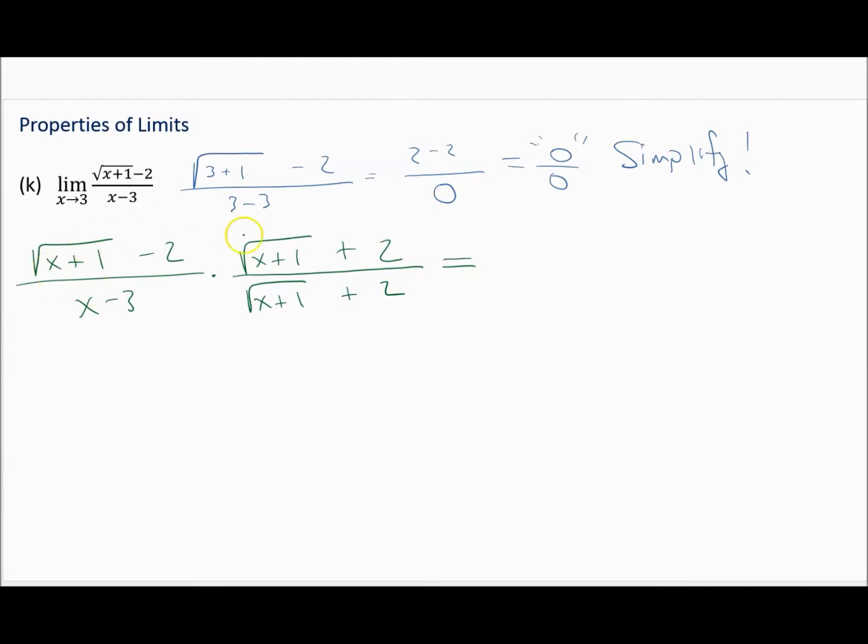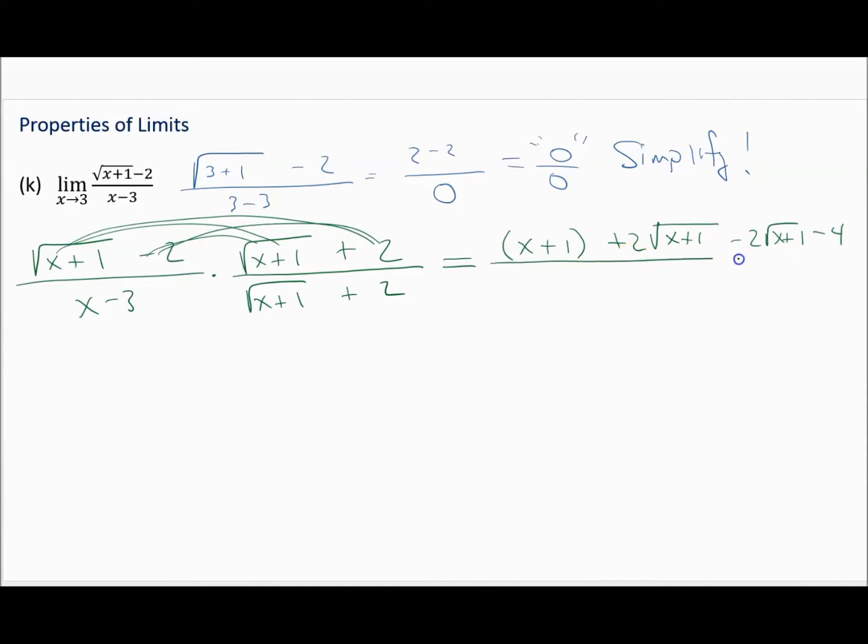I'm going to distribute the top. So I'm going to multiply the square root of x plus 1 times the square root of x plus 1. That's just going to give me x plus 1, right? No more square root, because it's the square root of x plus 1 squared. Now I'm going to multiply the square root of x plus 1 times 2. So it's going to be plus 2 square root of x plus 1. Now I'm going to multiply negative 2 times the square root of x plus 1. And then finally negative 2 times positive 2, which is negative 4.